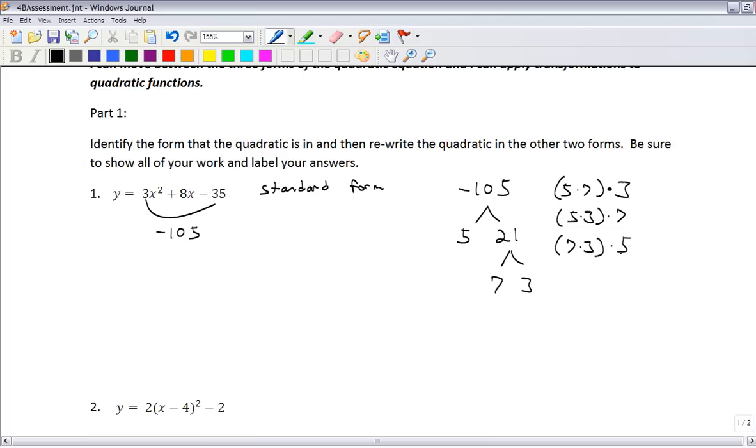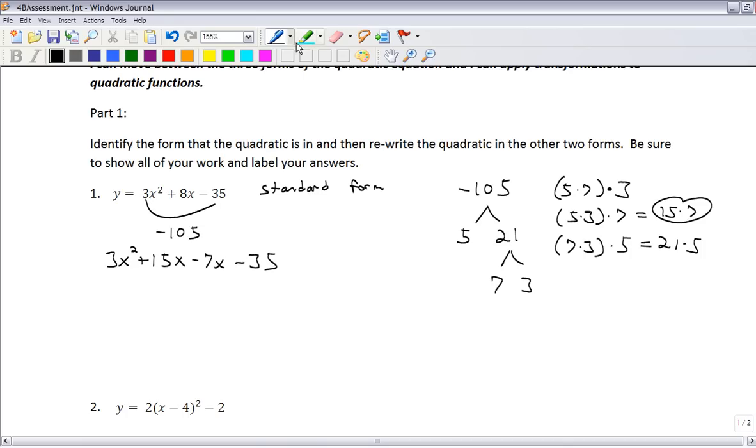So what combination? 7 times 3 times 5, that's 21 times 5. This one here, that's 15 times 7. Oh, 15 and 7. If one of them is negative, I can get to 8. So the 15 is going to be positive: 15x minus 7x. So you split the middle term: 3x squared plus 15x minus 7x minus 35.